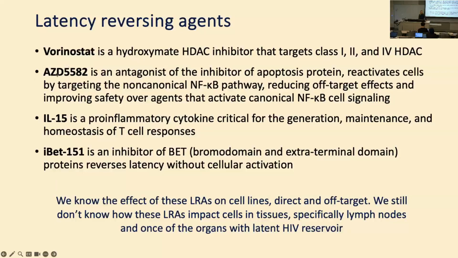Another one is an antagonist of inhibitor of apoptosis proteins. So this is an inhibitor of an inhibitor. We have inhibitor of apoptosis proteins that prevent the apoptosis of the cell, and you inhibit the inhibitor. What it does is reactivate the cell by targeting non-canonical NF-kappa-B, avoiding off-target effects and improving safety over agents that activate normal NF-kappa-B. If you think about transcription and translation, NF-kappa-B is a tiny little protein that goes into the nucleus and activates transcription. That's the typical state of canonical NF-kappa-B, and that's what most of our cells use. Somehow, related to HIV, there is another way, non-canonical NF-kappa-B. If you block that pathway, you can still reactivate the cells, in a very mild way without reactivating a lot of antigen.